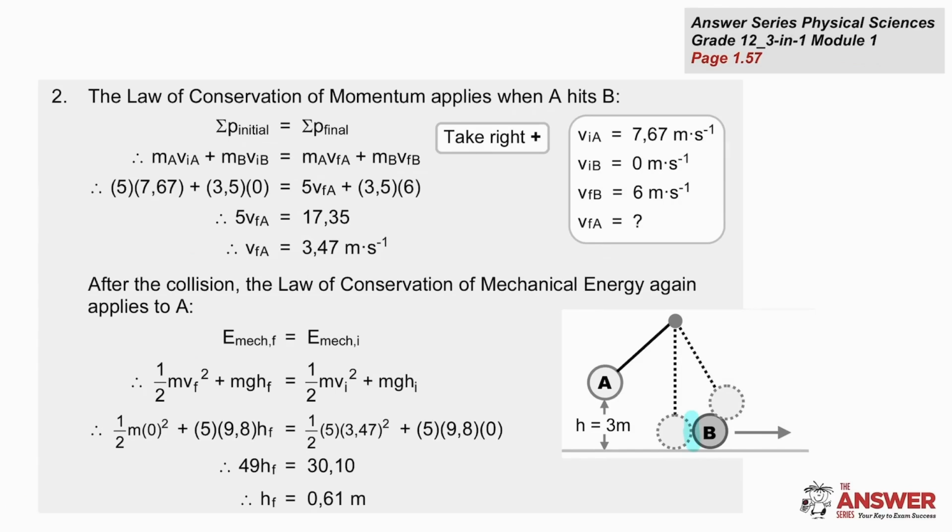In that instant, momentum is conserved. A slows down to 3,47 meters per second when B gains momentum. A continues to swing upwards as B moves rapidly out of the way. The remaining mechanical energy is also conserved, and A reaches a height of 0.61 meters.